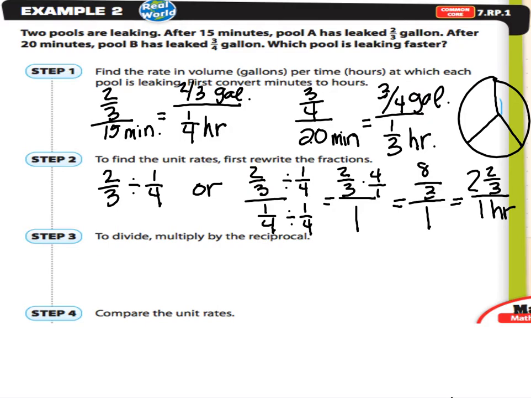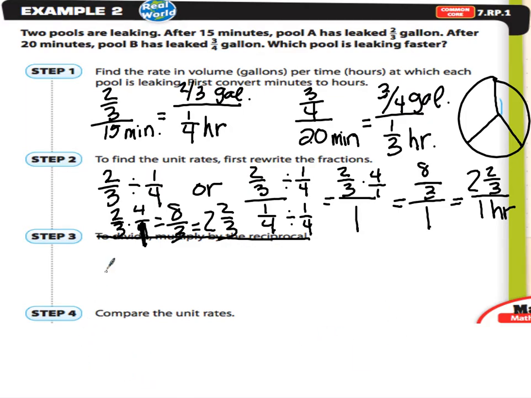And then pool B, okay, so if you would have done it this way, you would have gotten 2/3 times, oops, I'm sorry, times 4/1, forgot to flip, which would have been 8/3, which would have been 2 2/3. So again, the same thing. So I'll do the same thing for pool B.